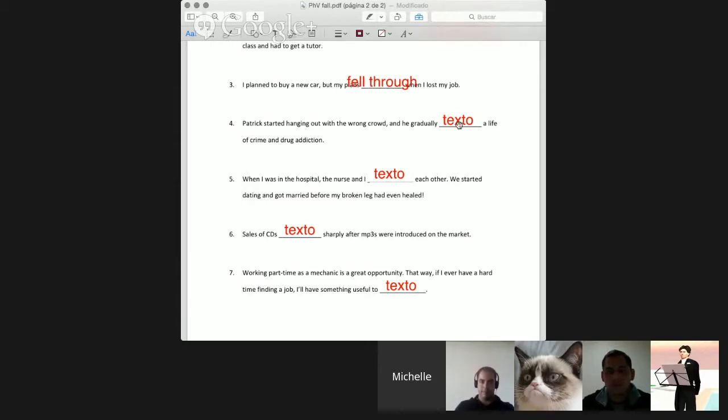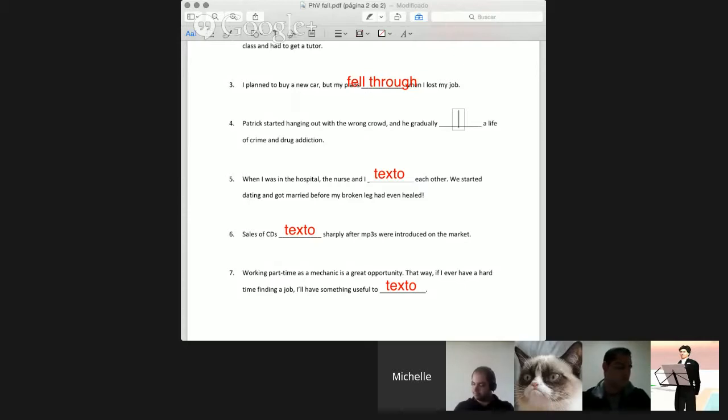Good job. Okay. Number 4. Patrick started hanging out with the wrong crowd and gradually fell into a life of crime and drug addiction. Caesar, do you have any idea what phrasal verb we're going to use in number 4? He gradually fell. Not sure. I think you came to class when we were talking about this one, right when you came into class.